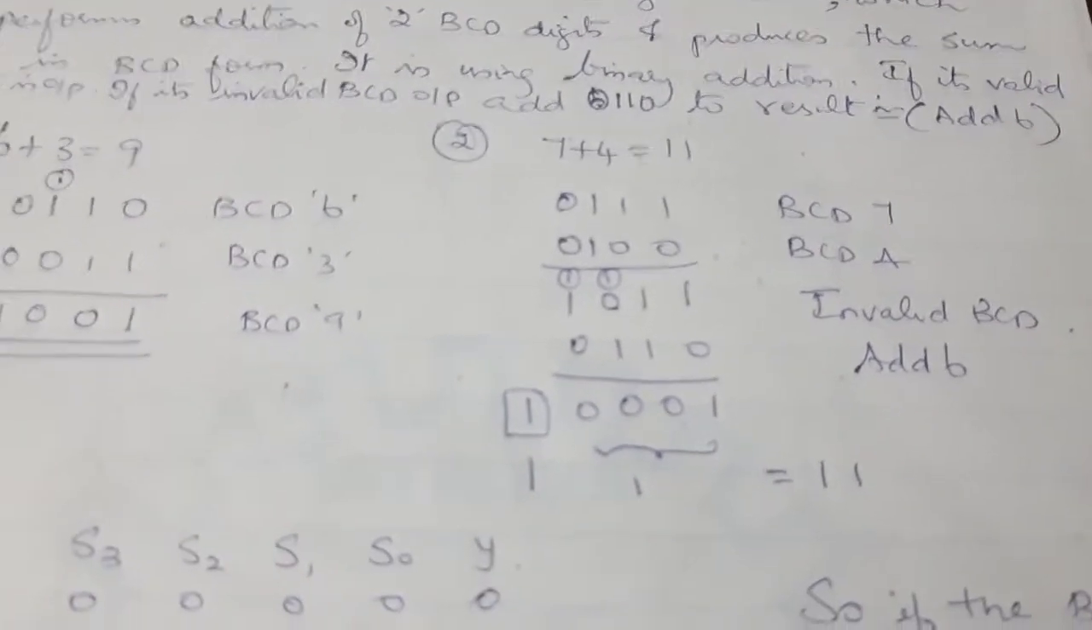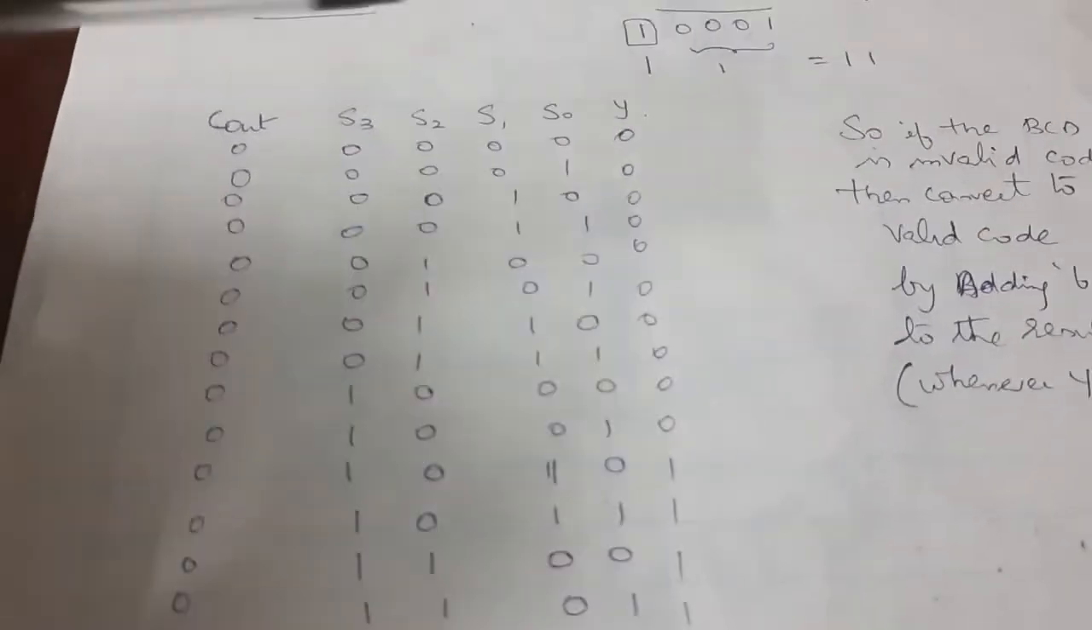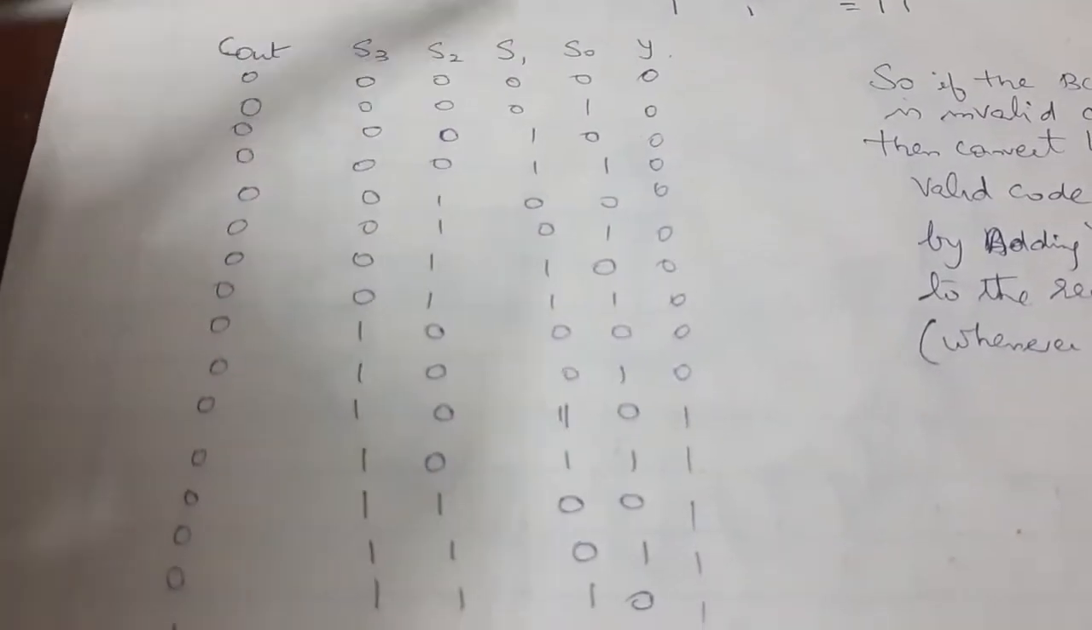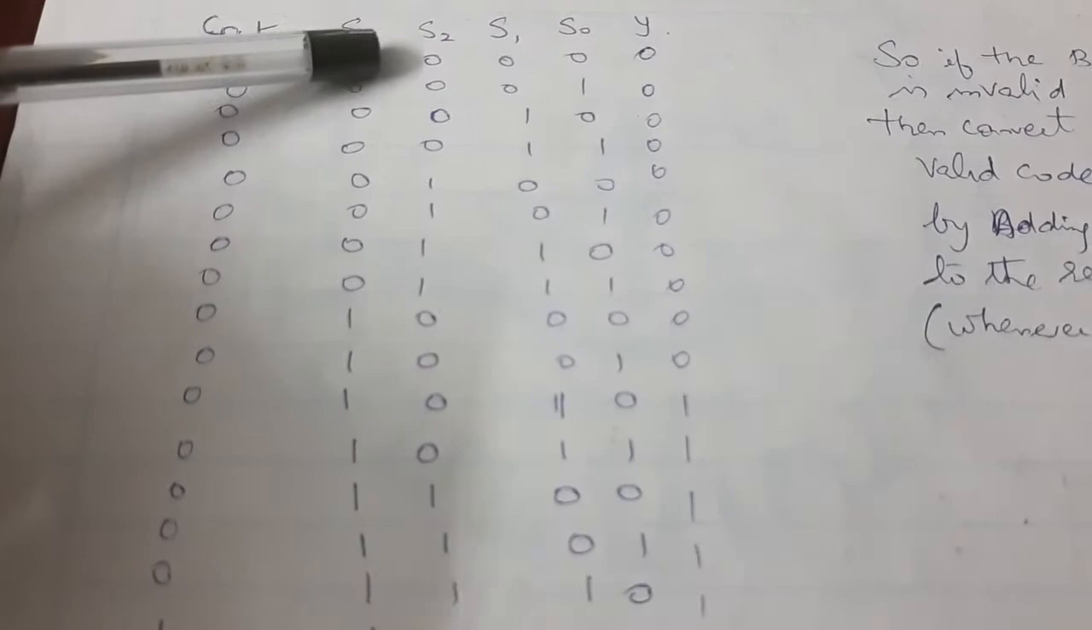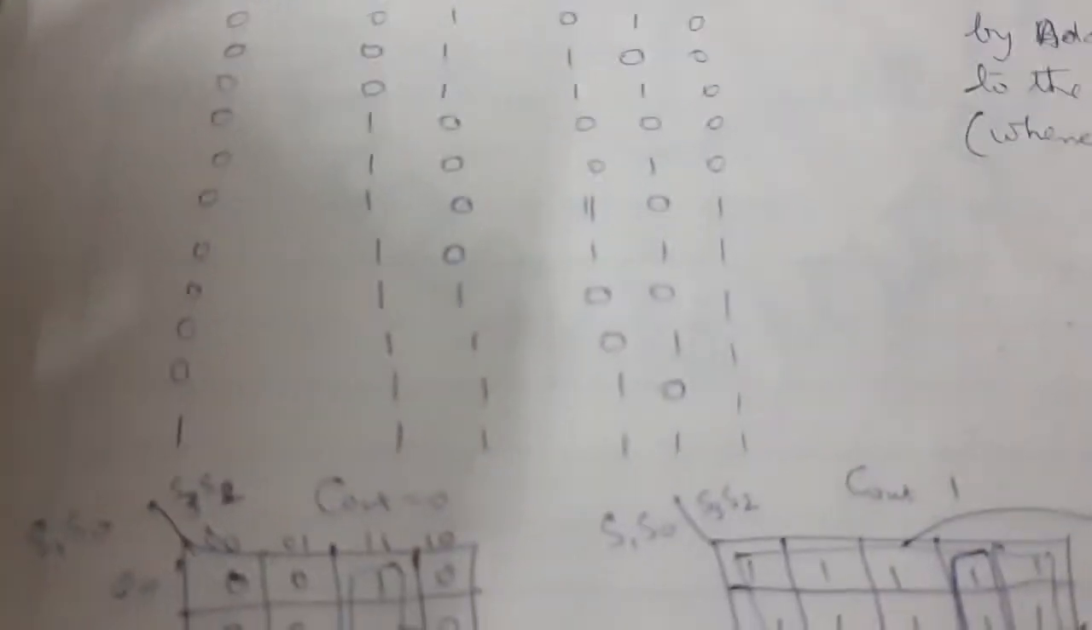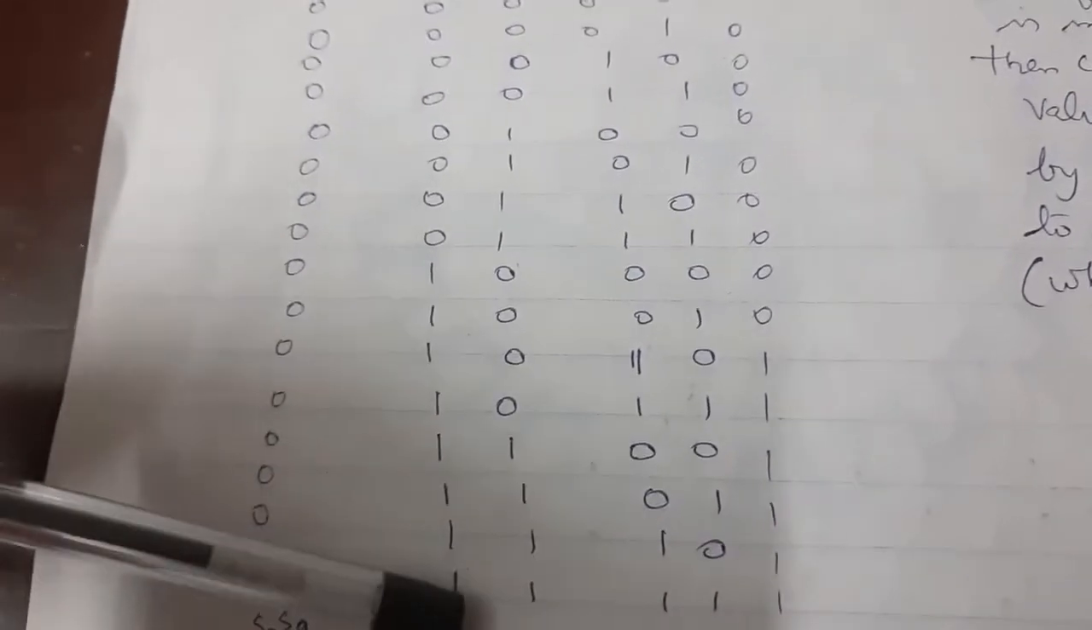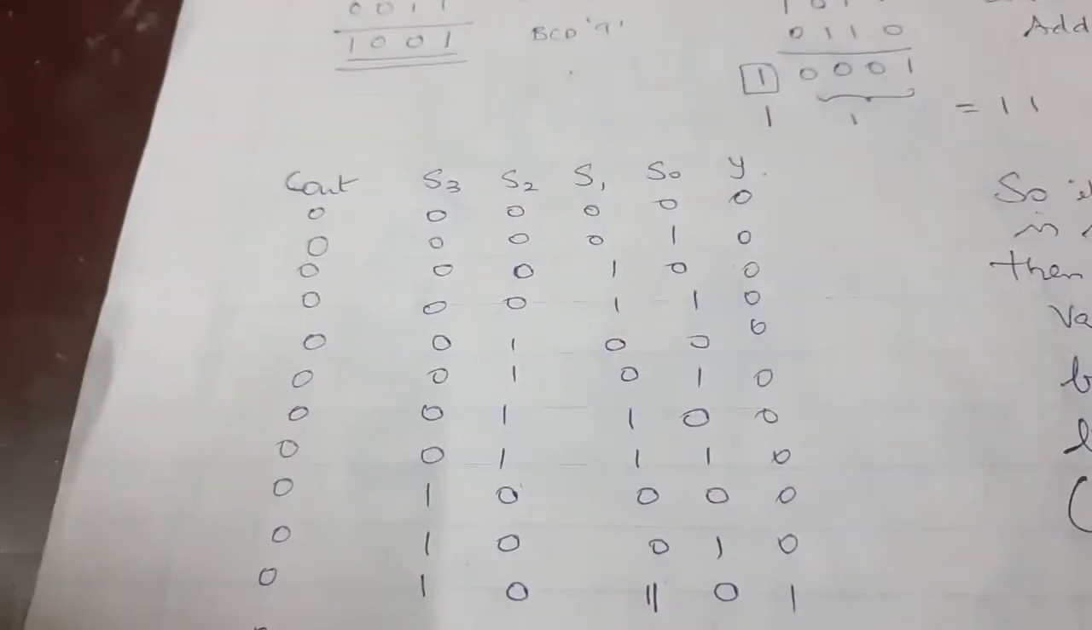How to do this operation? I have taken 4-bit BCDs, so you can see here S0, S1, S2, S3 are 4 input bits. Therefore, 2 power 4, 16 combinations I can write: 0, 1, 2, 3, 4, 5, 6, 7, 8, 9. Till 9, the output is a valid code. From 10 onwards, 10, 11, 12, 13, 14, 15, it is an invalid code.